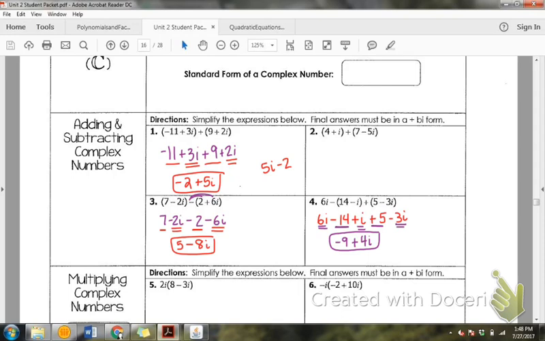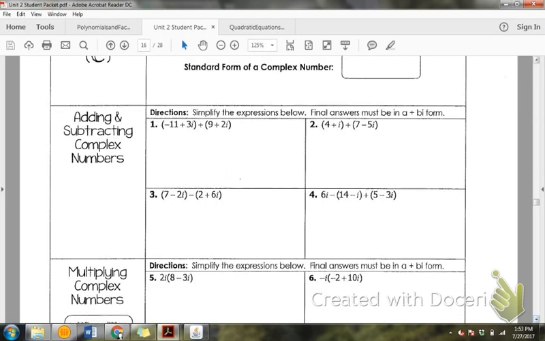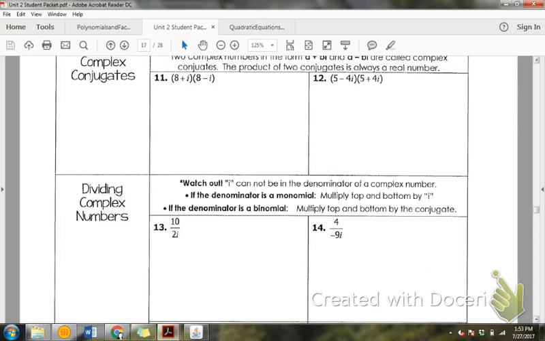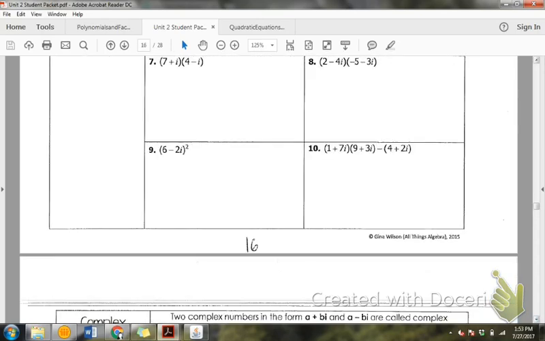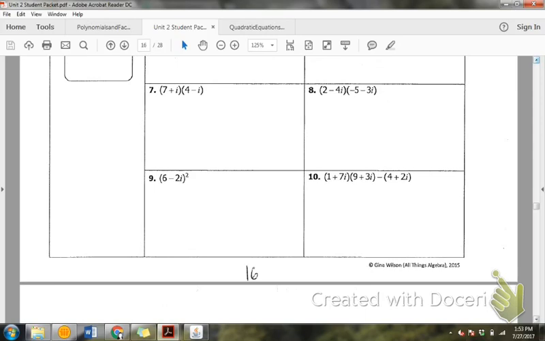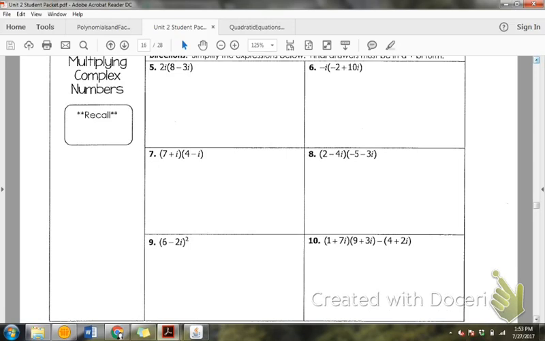Okay, let's try multiplication. So on number 5, we're going to now distribute because now we have multiplication. And we have to remember that multiplying i times i, what does i squared turn into? Negative 1. So in that little recall box that you guys have, write i squared equals negative 1. So right here, i squared equals negative 1. We need to remember that.